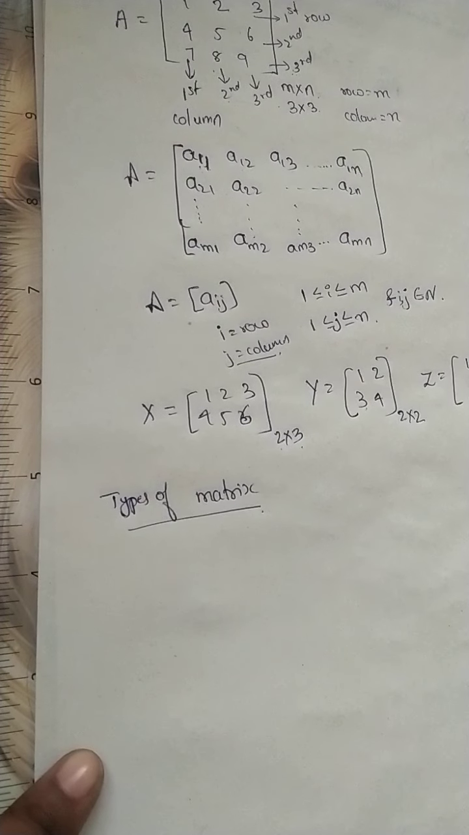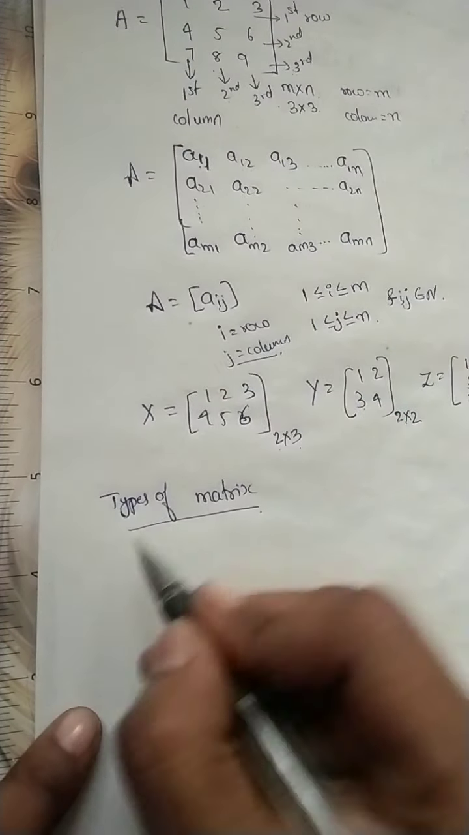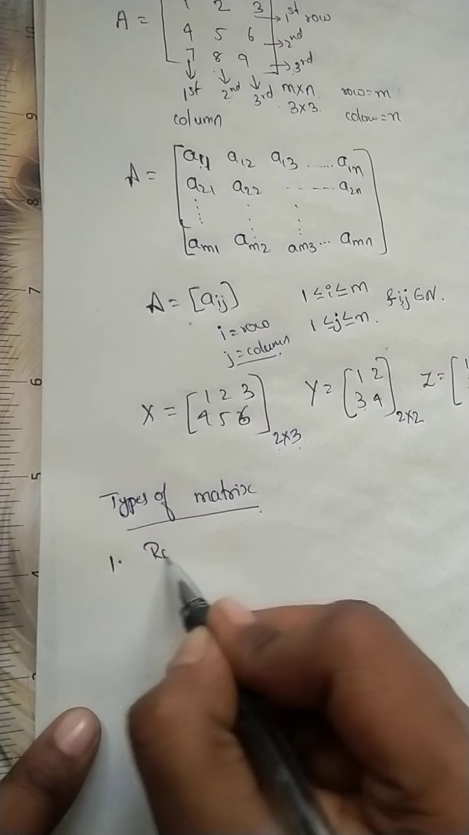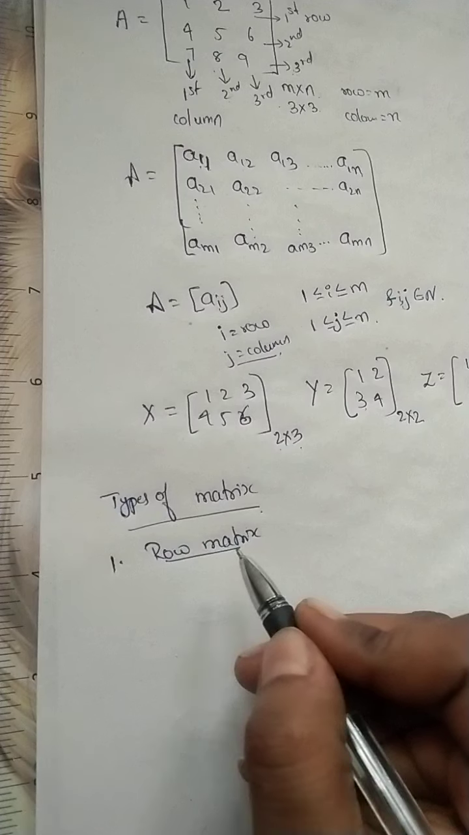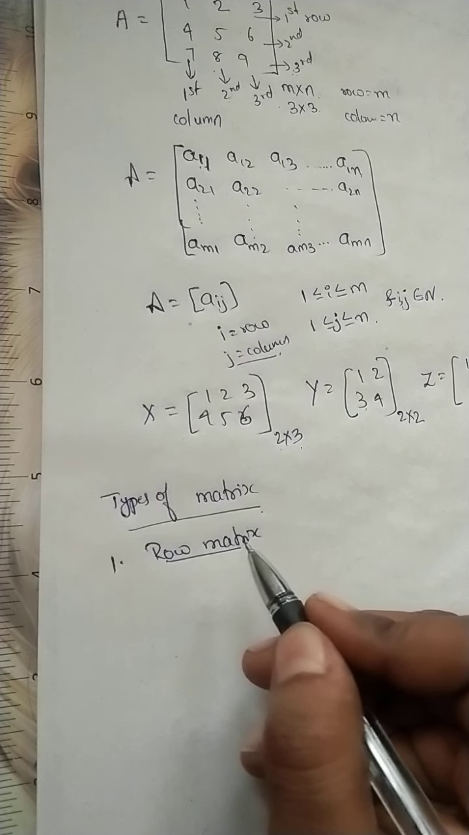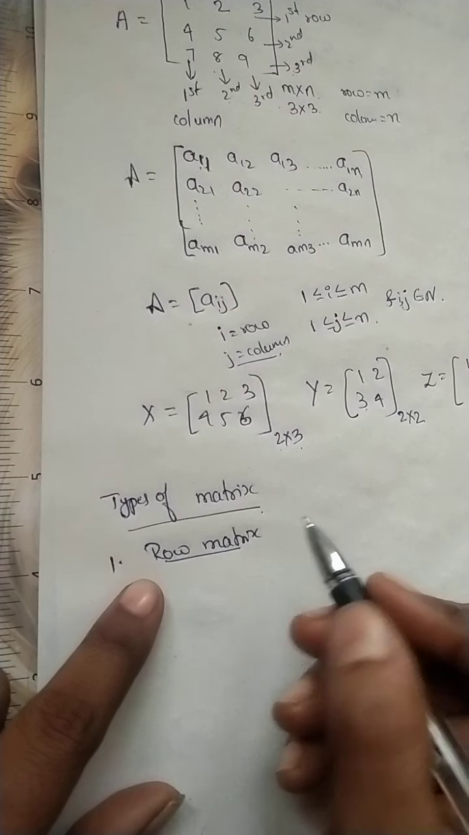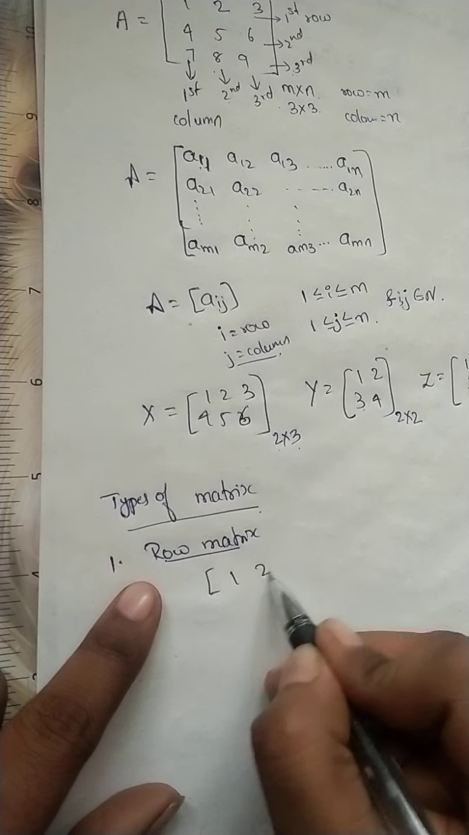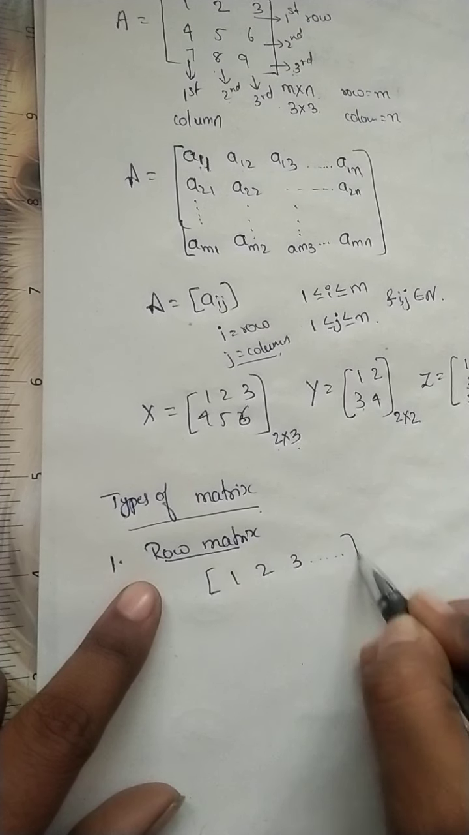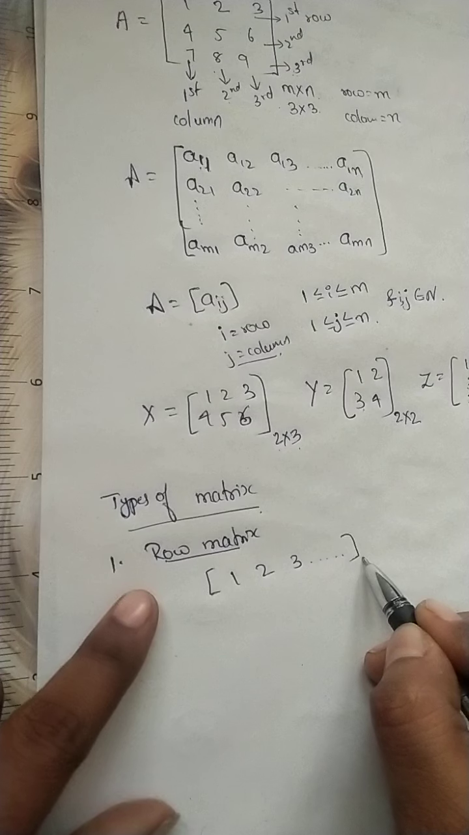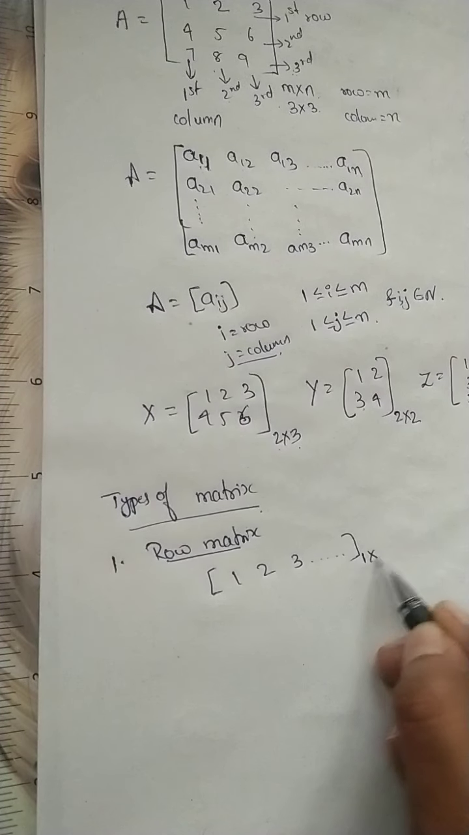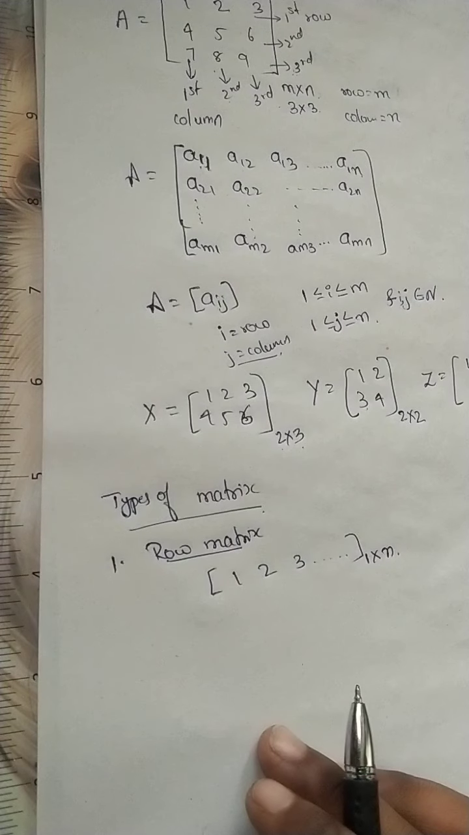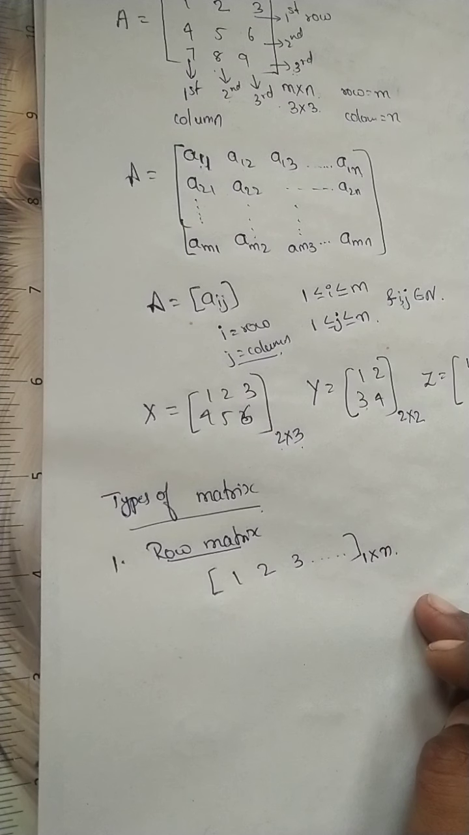Next one is types of matrix. The first one is the row matrix. A matrix is said to be a row matrix if it has only one row. It will have one row but any number of columns. That means 1 into any number of columns. So this type of matrix is called a row matrix.